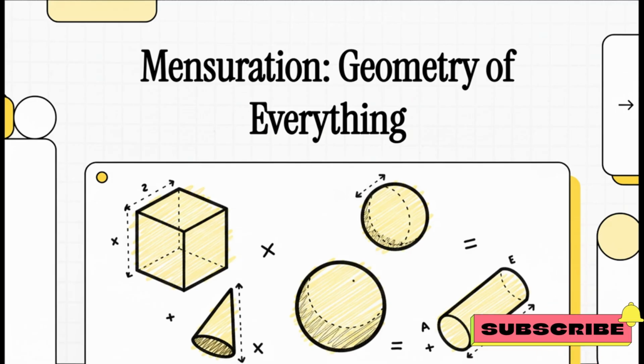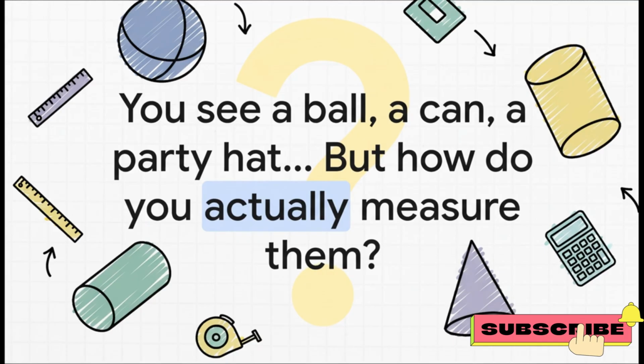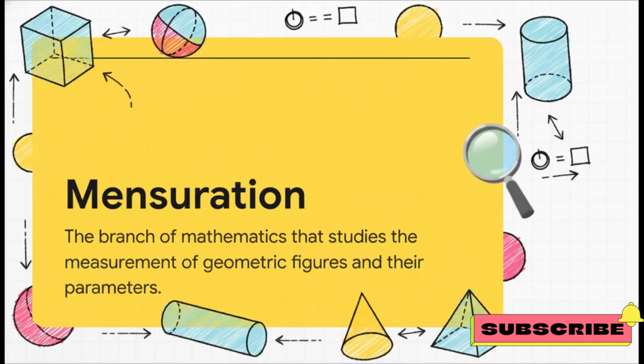in 3D. Just look around you for a second. You've probably got a can of soda, maybe a basketball, or a party hat from a birthday. They look simple, right? But they're actually little geometric puzzles. How much paint would it take to cover that can? How much air is actually inside that ball? These aren't just math class questions. They're real-world measurement problems. In the language we use to solve these puzzles, it's called mensuration.